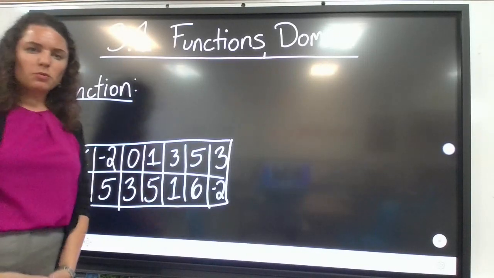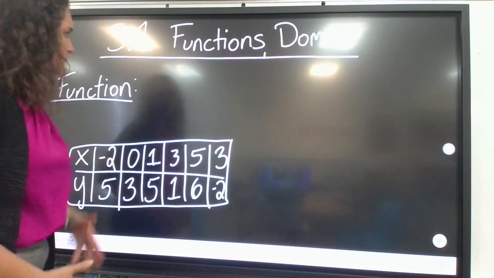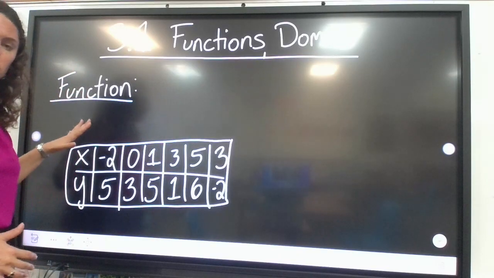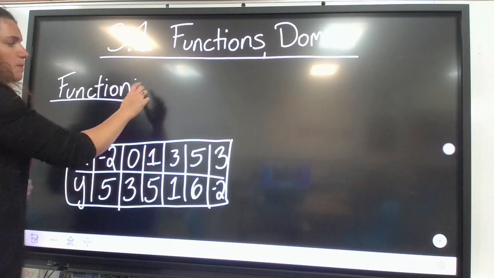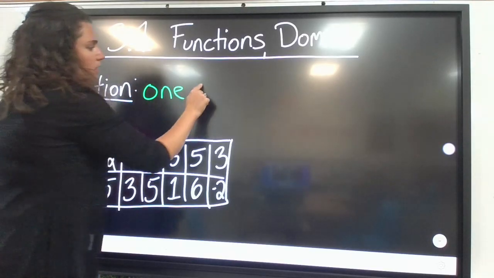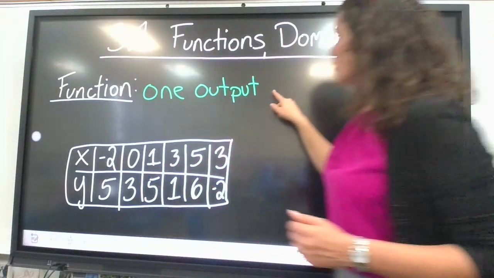Today we're going to be going over 3.1 over functions and domain. For this unit, we're going to be talking about first the definition of the function and then going into domain on various functions. So a function is something that has one output for each input.